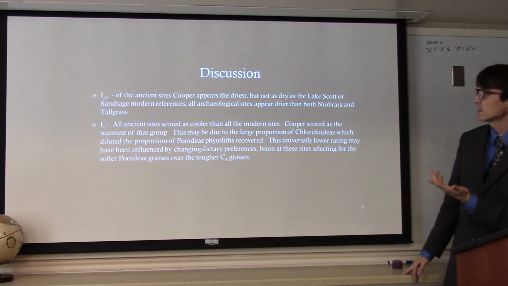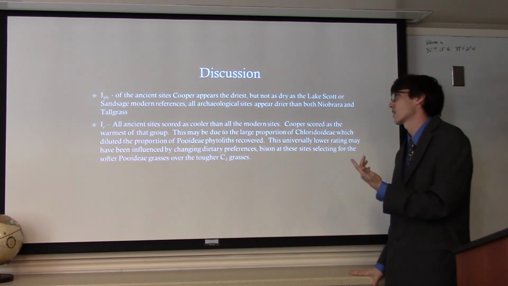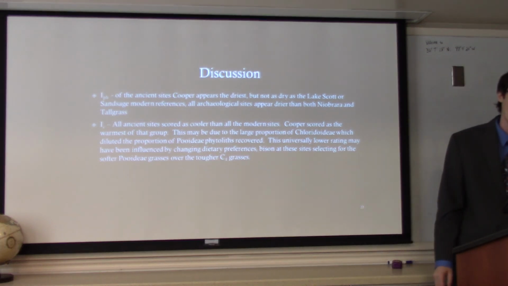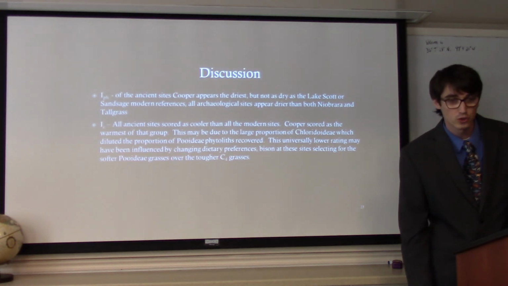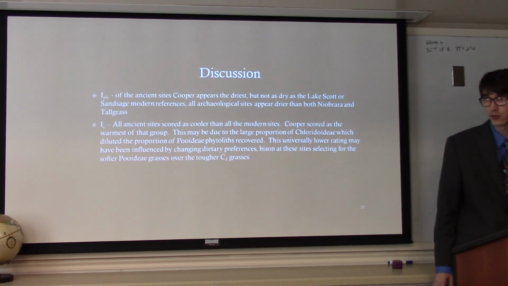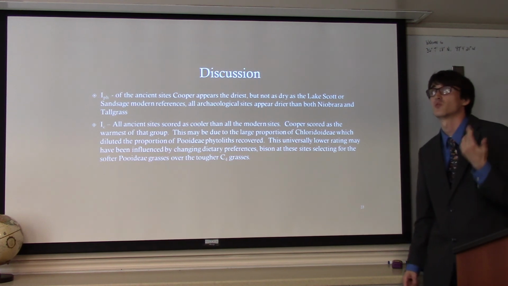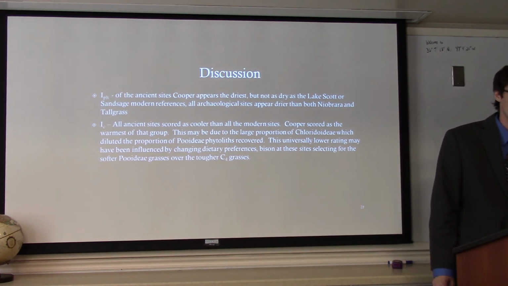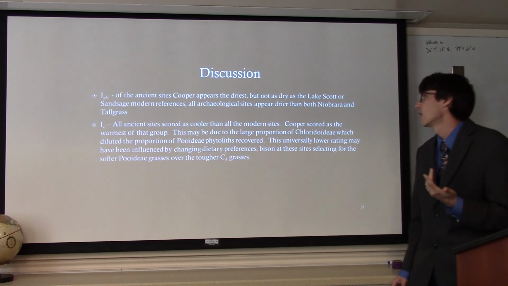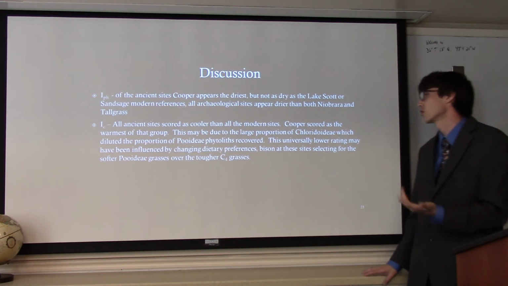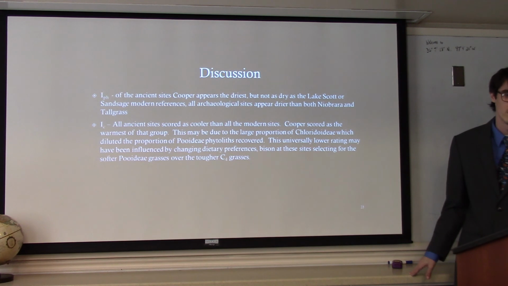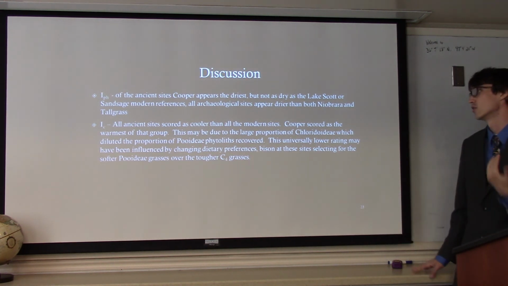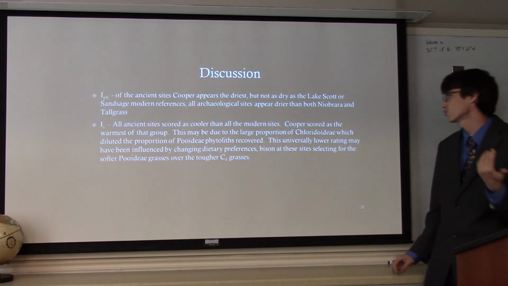For the IC, again, all ancient sites scored as cooler than all of the modern sites. Cooper scored as the warmest of that group, which, given its position within the Younger Dryas climatic event, is a little bit anomalous. This may be due to the large proportion of Chloridoids within that sample, which would have diluted the proportion of Pooid phytoliths recovered.